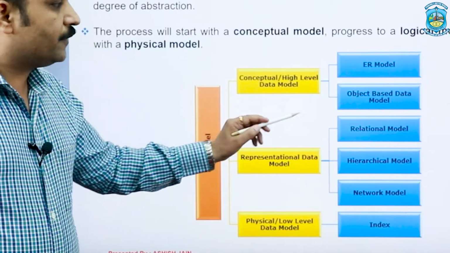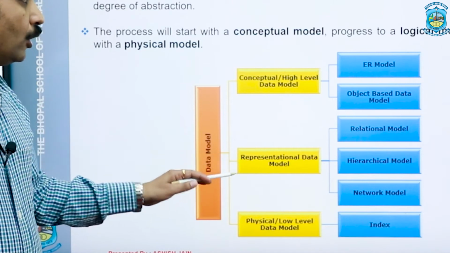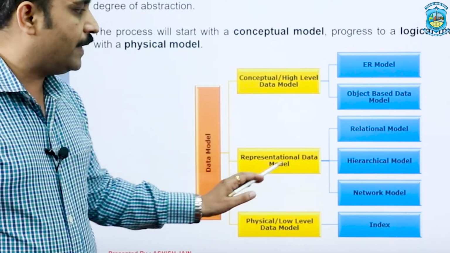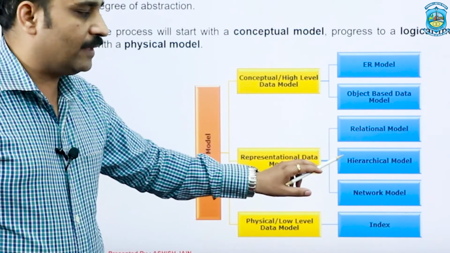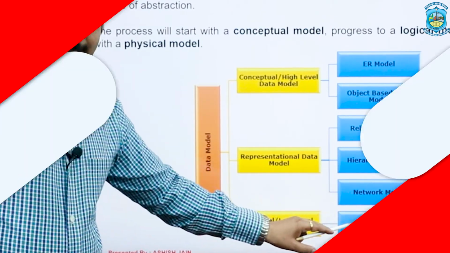In conceptual models we include ER models and object based data models. Then at the representation model or the logical model we have the relational model, the hierarchical model, and the network model. Then at the physical level we have the indexes.